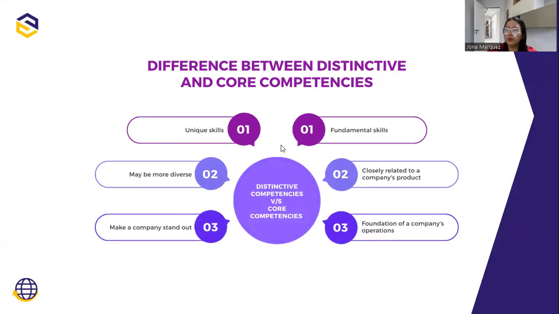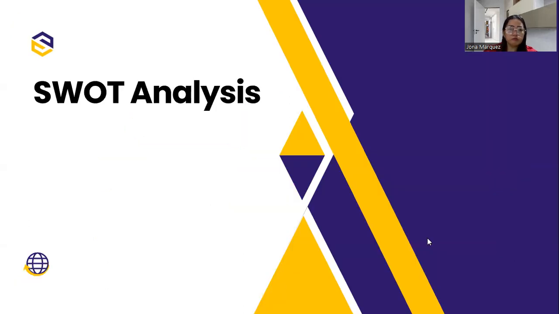Okay. So, ito yung difference nila. When we say distinctive, unique skills. When we say core competencies, fundamental skills. Ibig sabihin, other companies, meron ding skills ng ganun. Another is may have more diverse. Ito, closely related to company's product. Pag sinabing core competencies, okay? Pag sinabing distinctive, makes a company stand out. So, core competencies are the foundation of company's operation.